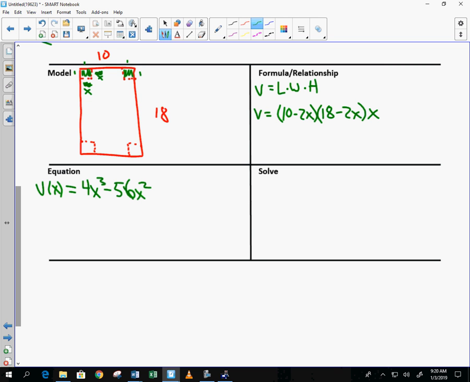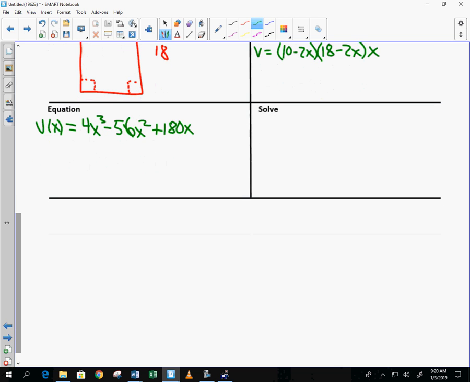All right, and now I multiply the 10 by 18, I get 180, so I get 180x. Do you know what that looks like? How many places does it have a derivative equal to 0? 2. Are we trying to maximize it or minimize it? We're trying to maximize it. So you're looking for this spot.